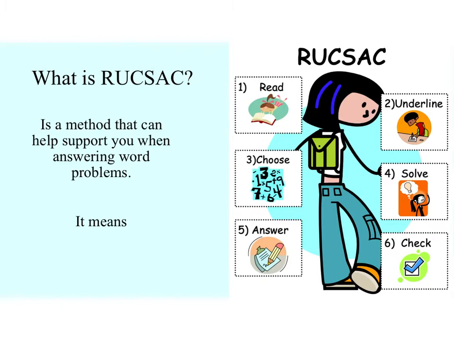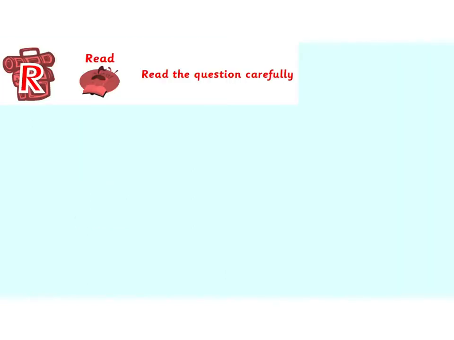Now, what is RUCSAC? It is a method that can help you when you are answering word problems. So if you look to the right hand side of the screen, it means R for read, U for underline, C for choose, S for solve, A for answer, and finally C for check. R means you have to read the question carefully. Step 1 is read.